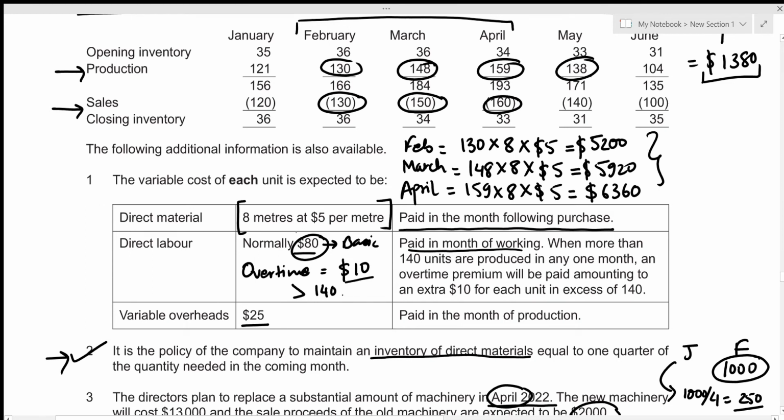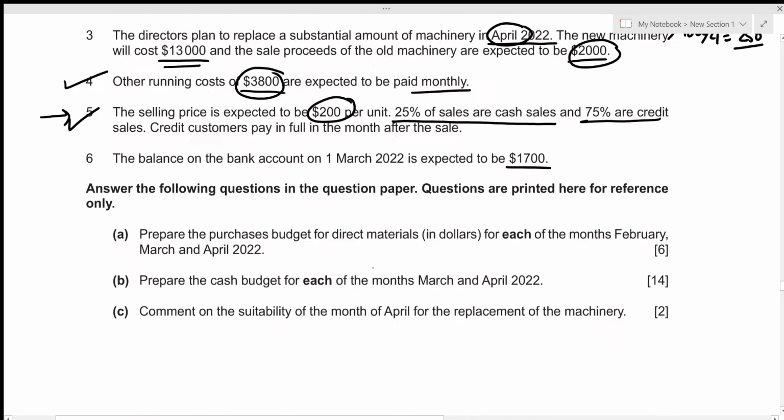So let's have a look at the production level of the month of March, which is 148. So for 148 units, we will provide the basic rate of $80. And for the additional units greater than 140, which is 8, we will also provide the overtime rate of $10. So let's write it down.